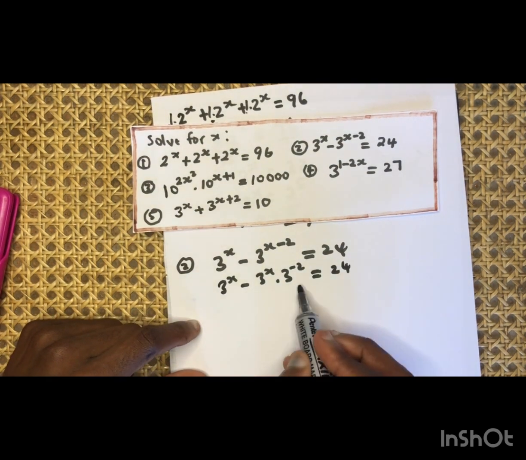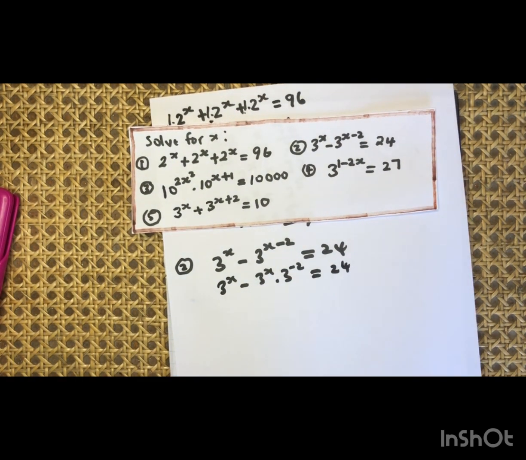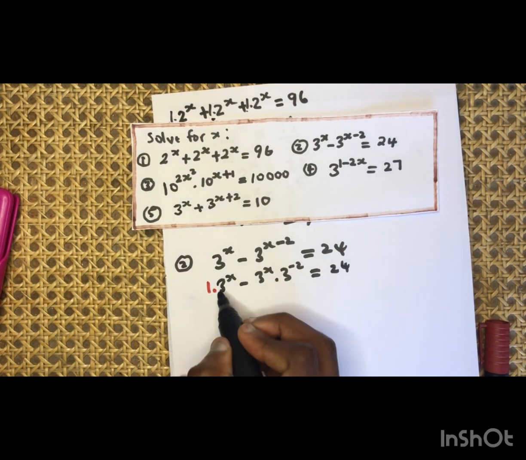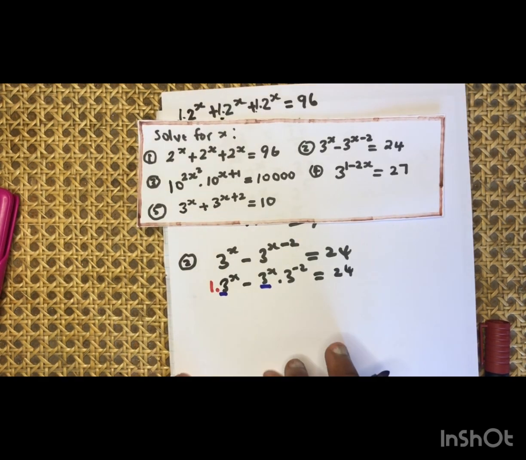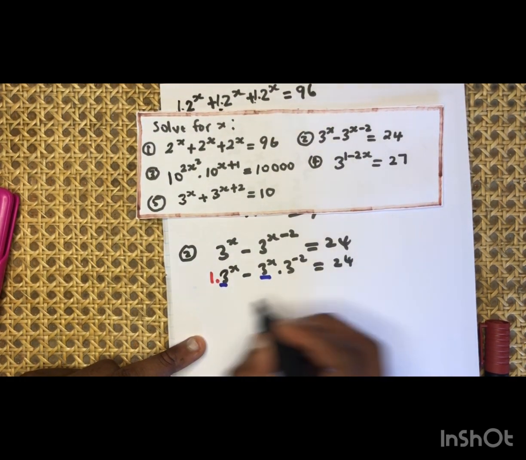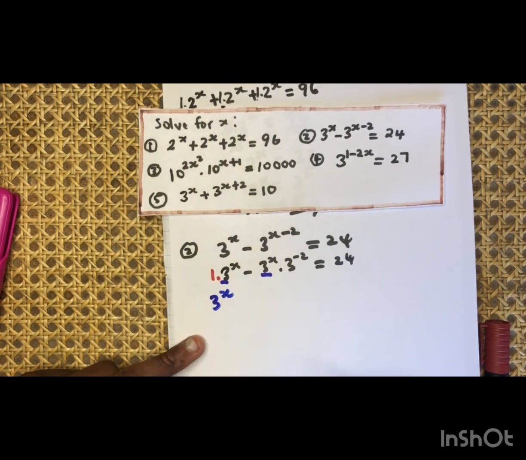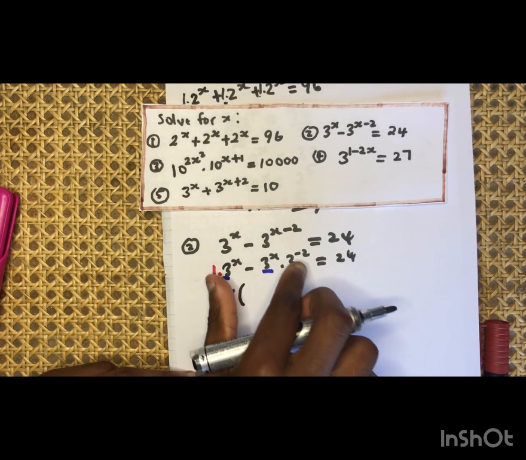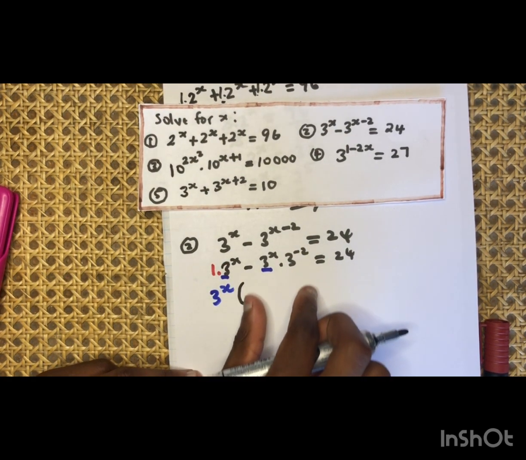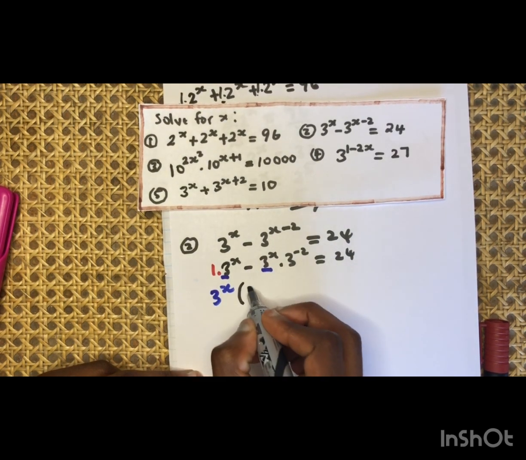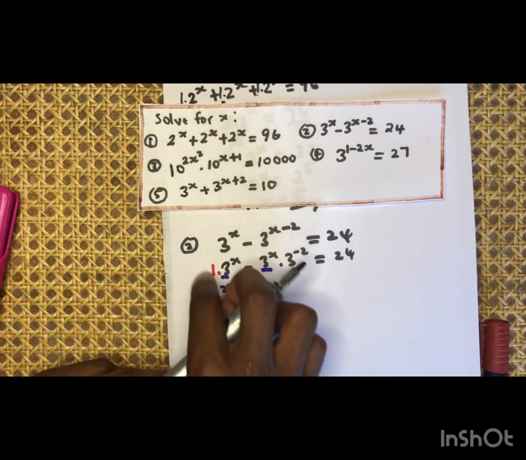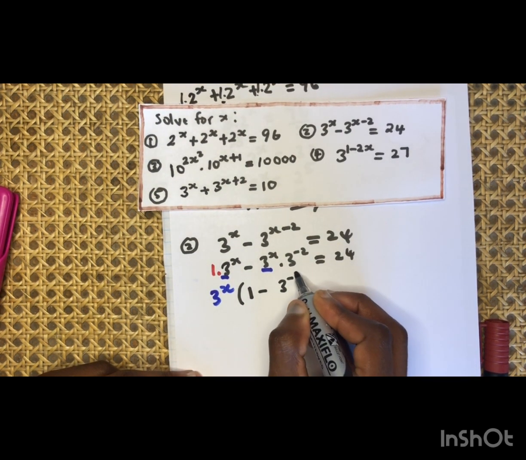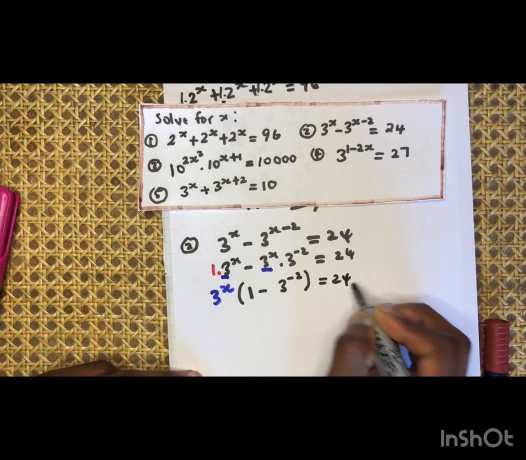Right. What do you have here, guys, common? We all know that we have 1 here, but we can see that 3 to the power x is common. So I'm going to take out the common factor here in this case. So your common factor is going to be 3 to the power x. Understand? Then I open the brackets. Since we are having the binomial, I must always have two terms inside the brackets. So I'm going to be left with 1 here, because 3 to the power x times 1 will still give me 3 to the power x. Minus 3 to the power negative 2 equals 24.